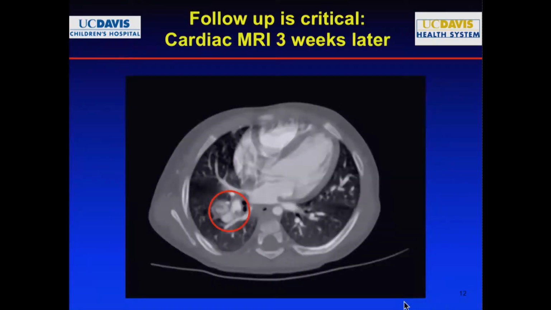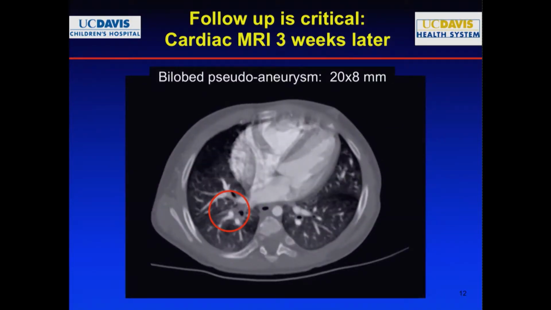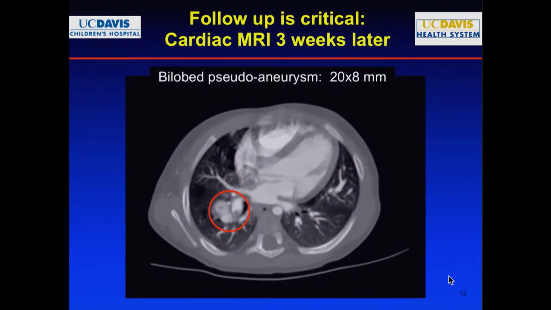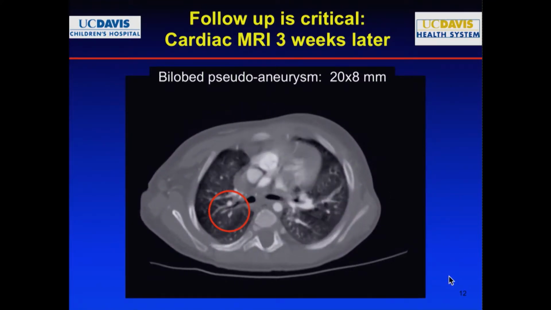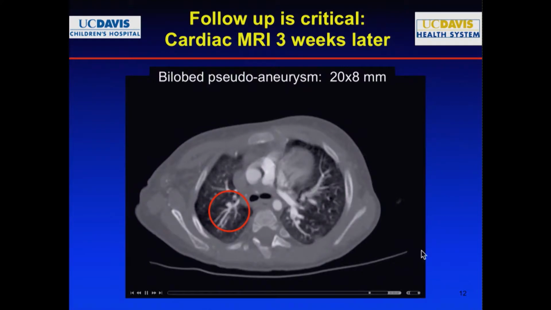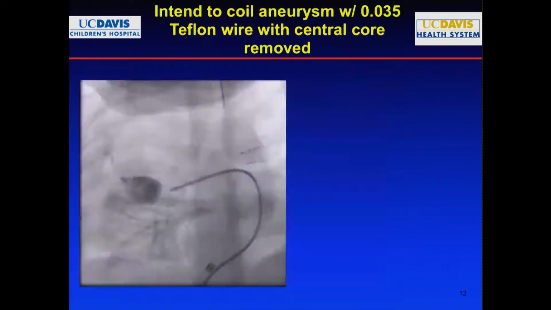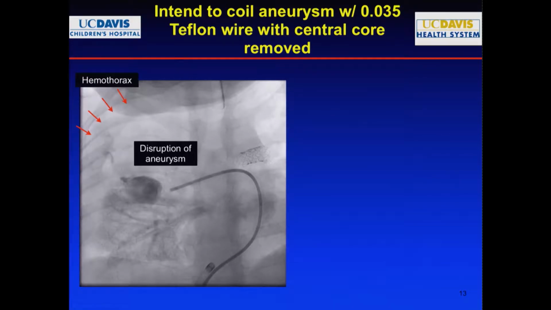All right, so of course, we take an MRI 3 weeks later, and you'll notice that this aneurysm has gotten bigger. So that could happen. You hope it doesn't happen, but when that happens, now you have to consider doing something. In this case, it was measuring 20 by 8 millimeters. So we take the kid to the cath lab. Again, this is one of my colleagues, and we take a picture. And of course, in the course of trying to find the neck of the aneurysm, we pop through. And so now suddenly you have a hemothorax, and you have a disruption of the aneurysm.